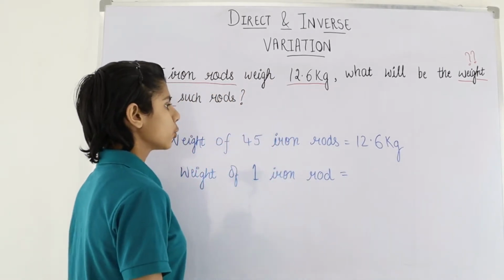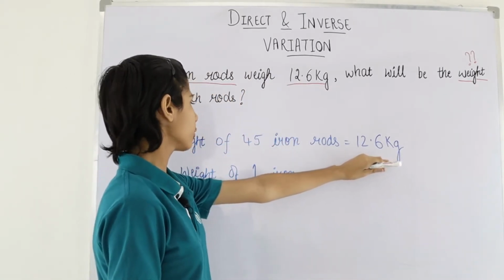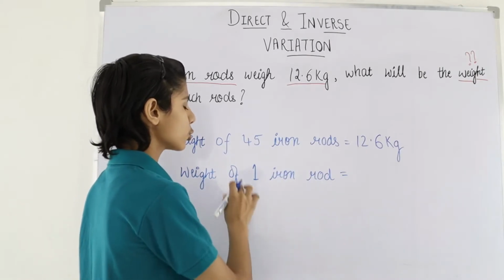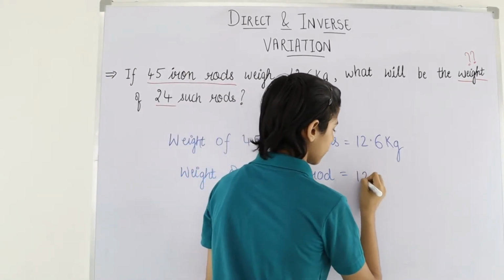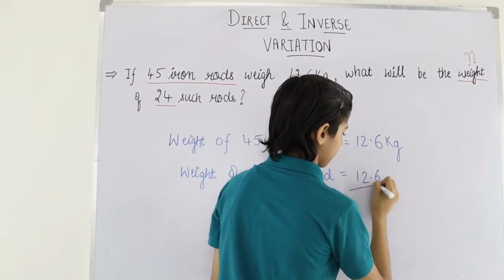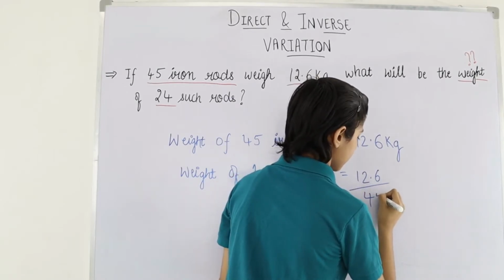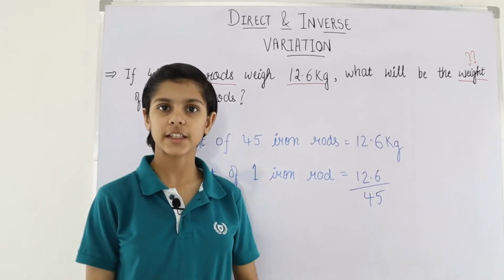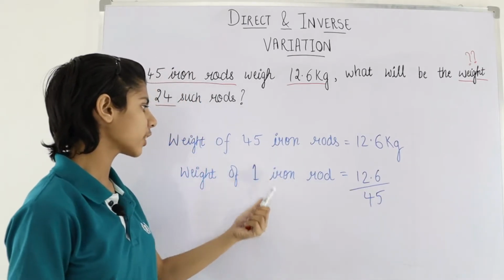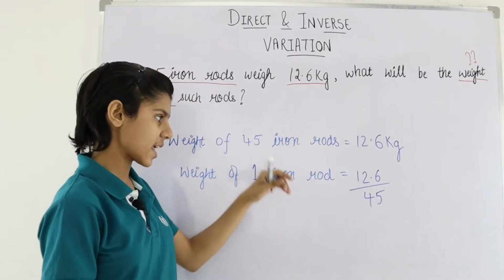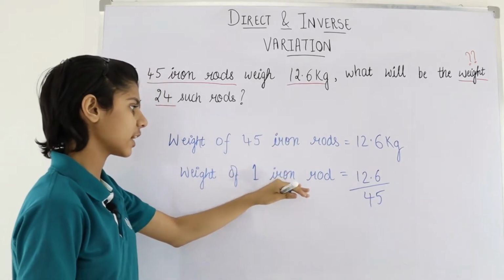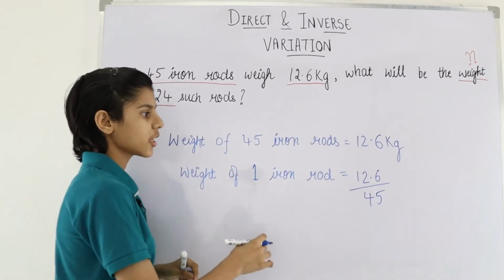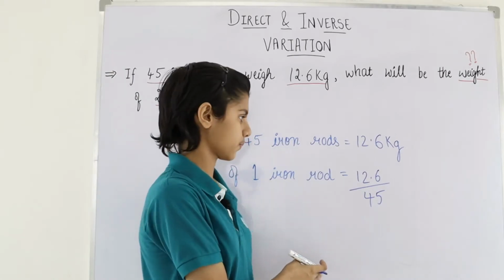So what we will do, we will divide the weight of 45 iron rods by 45 for getting the weight of one iron rod. 12.6 divided by 45. Now why are we dividing here? Because we want the weight of one thing, and we have a smaller number of iron rods, so that's why we will divide here.